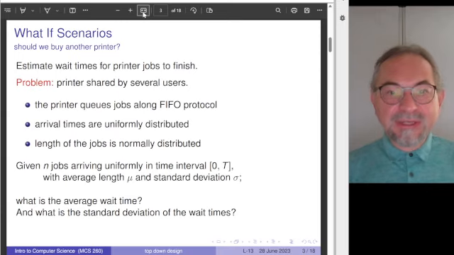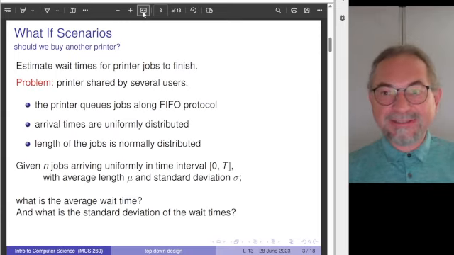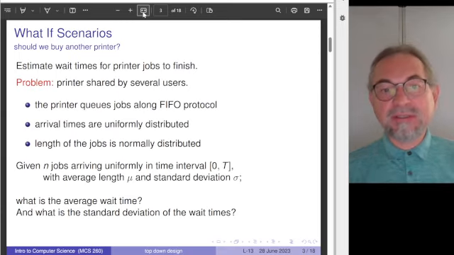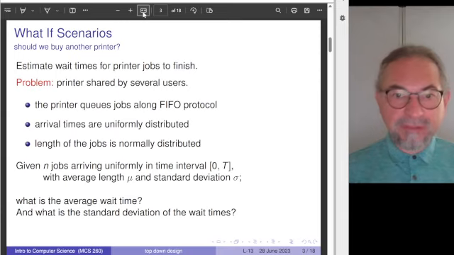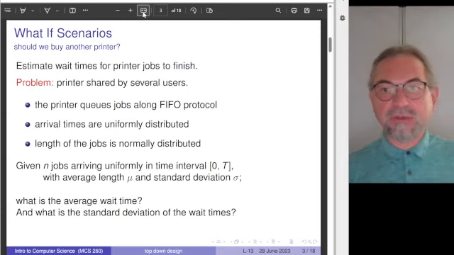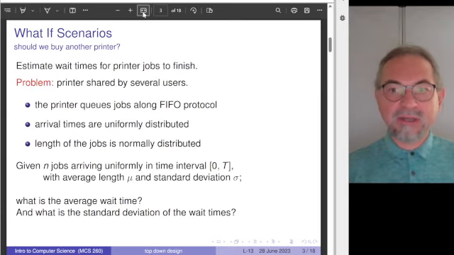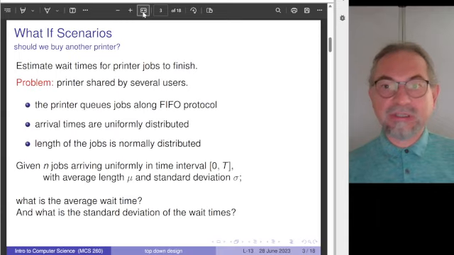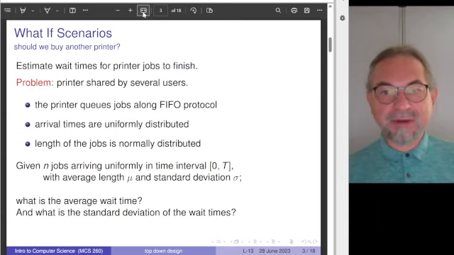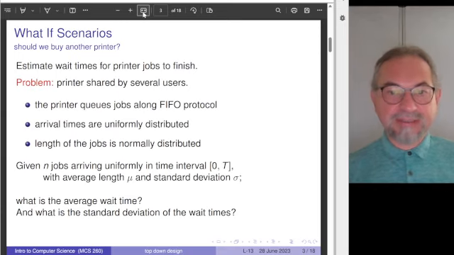In the simulation, we will simulate the arrival of jobs within a certain time interval, assuming that the arrival times are uniformly distributed and that the jobs are normally distributed. Every job has an average time to process. You can also see this as an average number of pages if you think about paper consumption, and there is a standard deviation of this.